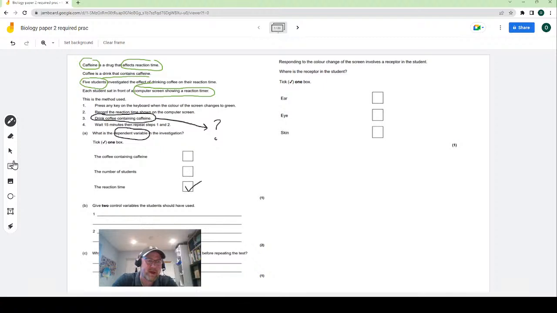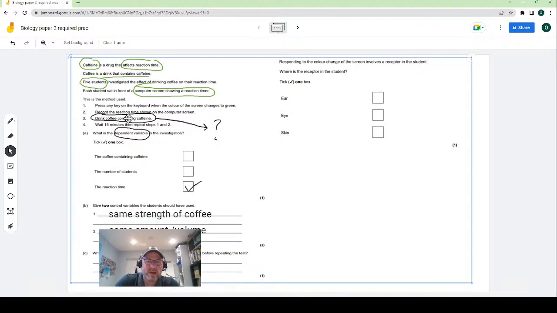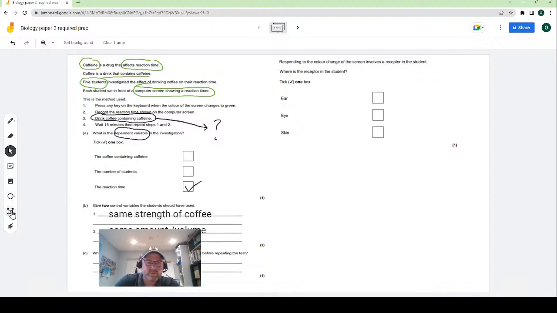Same type of coffee. What about if one student decides to down a whole glass, another one just has a sip? Same amount, yeah, same volume, same amount, same concentration, same strength of coffee. Loads of things just on the coffee alone. Same strength of coffee, because someone might have put 1 spoon in one, 2 spoons in another. Same amount. When you're dealing with liquids, it's always better to say volume. But yeah, amount will normally get you the marks in GCSE as well.